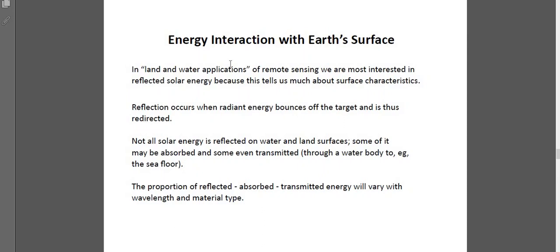When sunlight or any electromagnetic radiation falls on the Earth's surface, the radiation can be reflected from the surface. The radiation can be scattered from the surface. The scattering can be more from a rough surface. The reflection will be more from a smooth surface. The radiation can be transmitted through that object. The radiation can be absorbed and emitted afterwards at any time when there is a temperature difference.